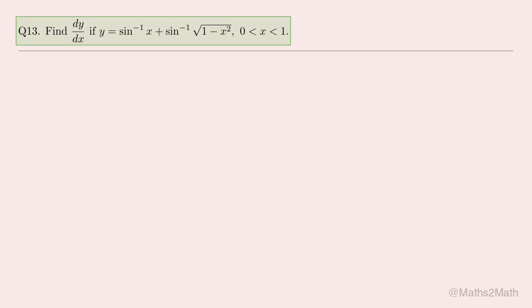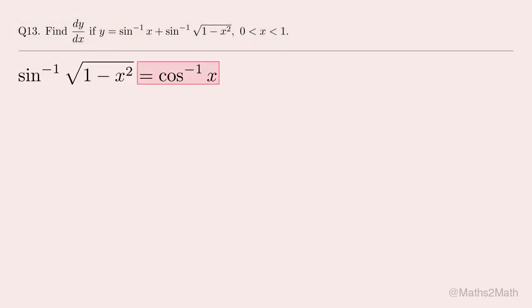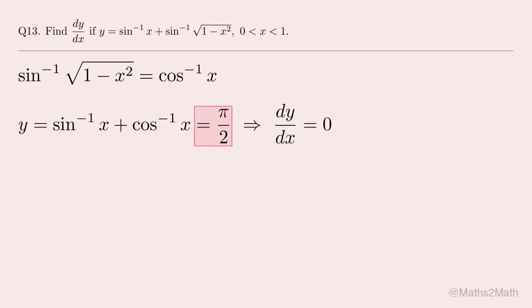Question 13. Two inverse sines whose arguments are a sine-cosine pair in disguise. The second term is just the inverse cosine of x on this interval. For x between 0 and 1, inverse sine of root 1 minus x squared equals inverse cosine of x. So y is the constant pi over 2, and its derivative is 0.